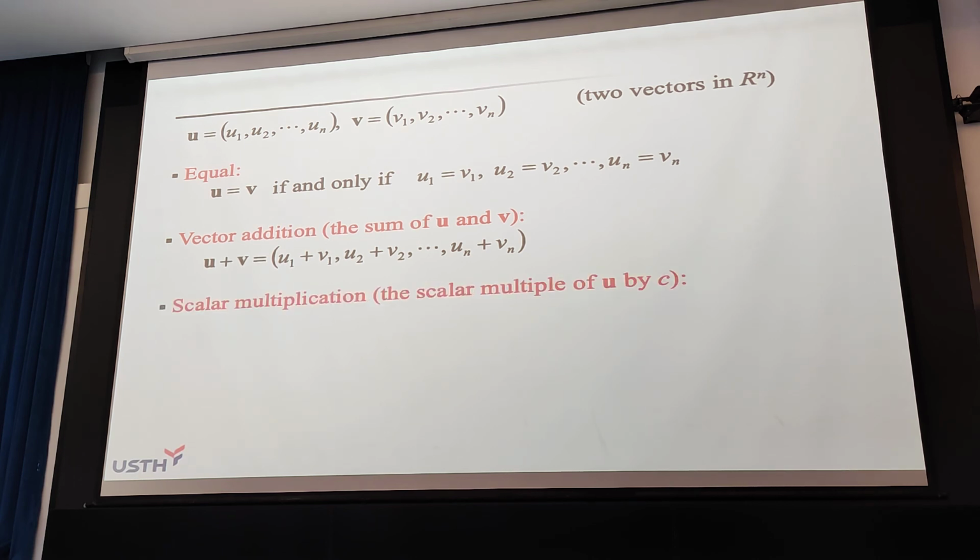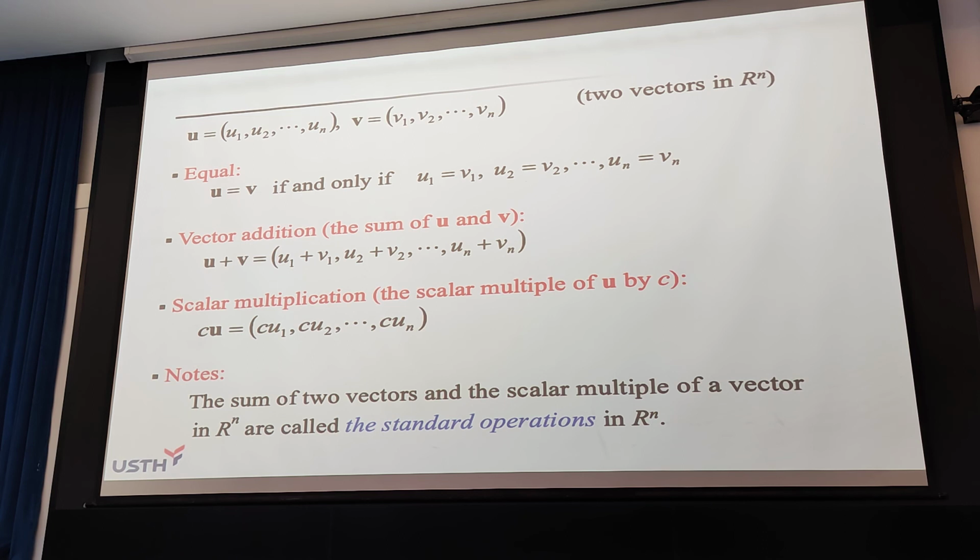The next one will be scalar multiplication, or scalar multiple of u by a number c. Here suppose that c is a number, then c multiplied by u will be a new vector. It is c u1, c u2 up to c un. And so two operations here. Up to now we have only two operations. The first one is addition. The second one we call scalar multiplication or multiplication with a number. And together they have a name, standard operations in Rn.